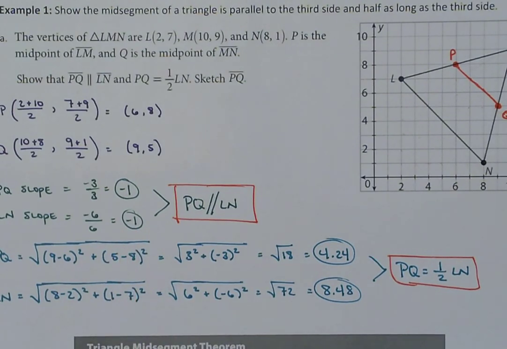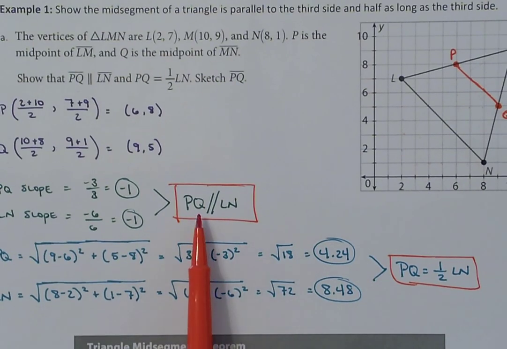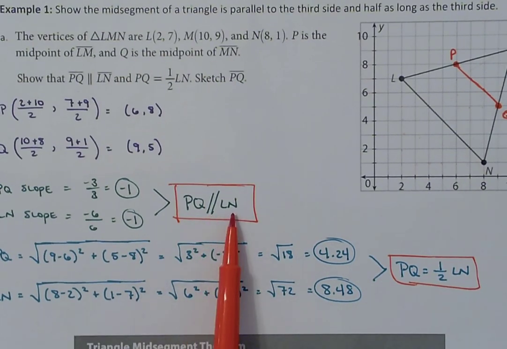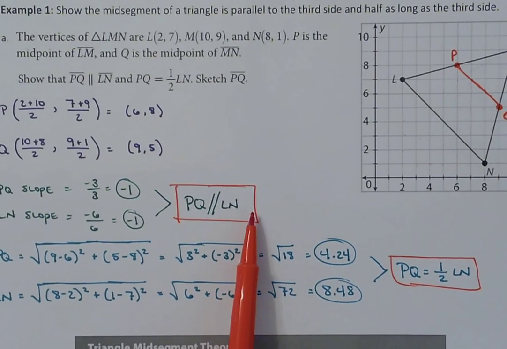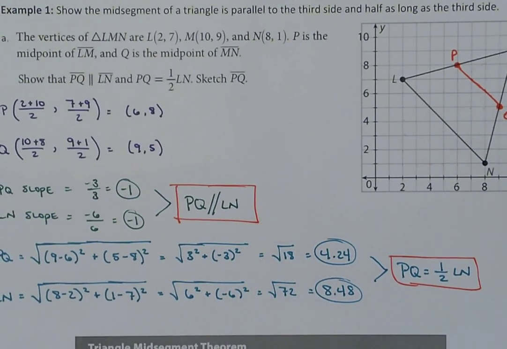When we talked about the slopes of parallel lines back in section 4.5, the slopes of parallel lines have to be the same. If they are the same, then the two lines are parallel. Hence, PQ is parallel to LN. So that is the first property, that those two lines are parallel, and that's going to help us to use corresponding angles, alternate interior, or same side interior angles.